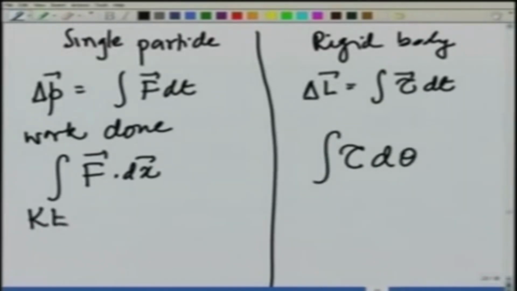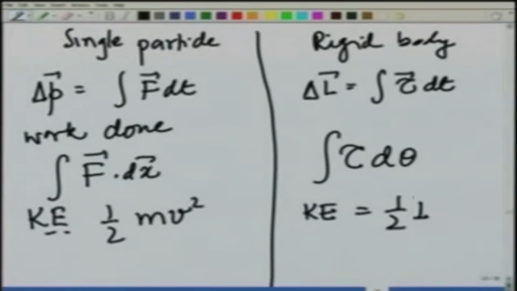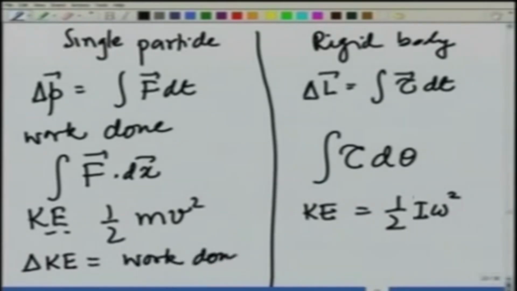Kinetic energy is 1/2 mv square. Kinetic energy in this case, we derived, was 1/2 I omega square. The work energy theorem tells you that delta KE is equal to work done. Same thing here, delta KE is equal to work done.